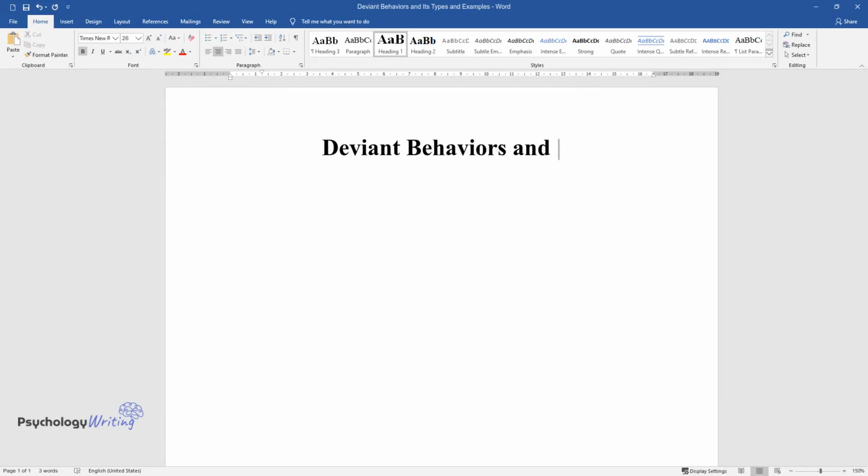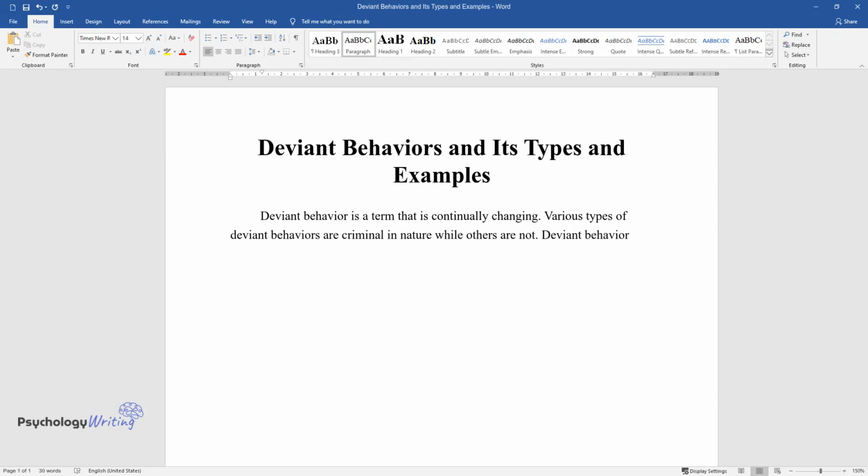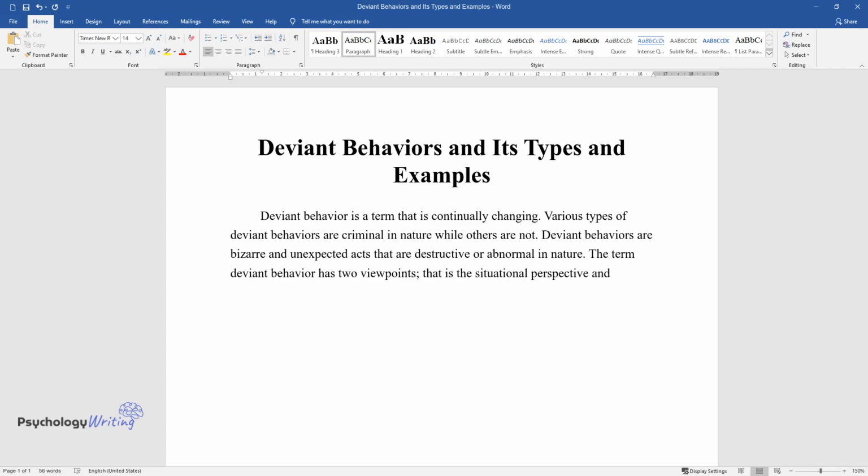Deviant behaviors and its types and examples. Deviant behavior is a term that is continually changing. Various types of deviant behaviors are criminal in nature while others are not. Deviant behaviors are bizarre and unexpected acts that are destructive or abnormal in nature. The term deviant behavior has two viewpoints, that is the situational perspective and the normative perspective.